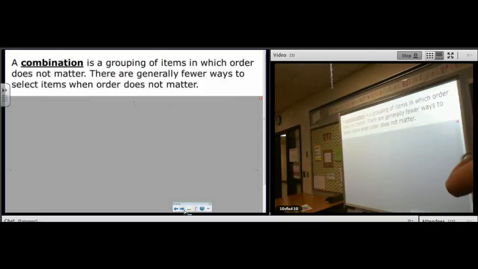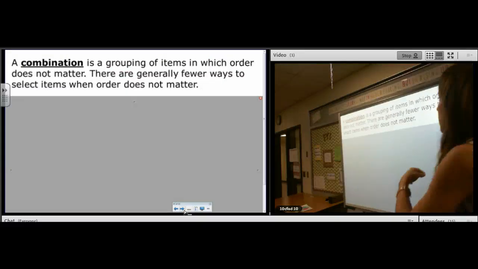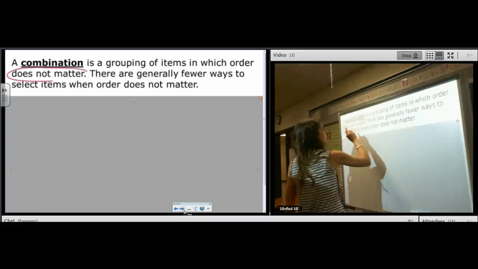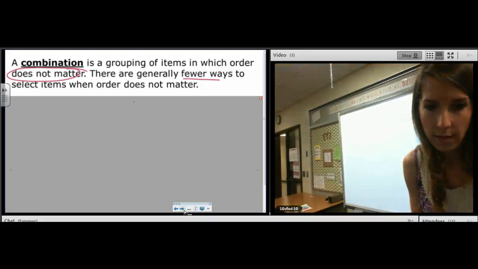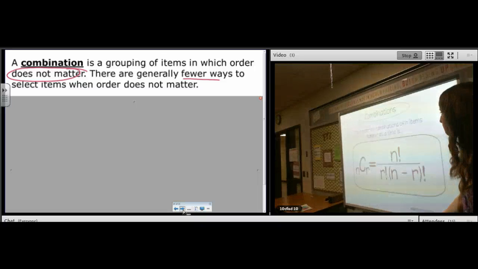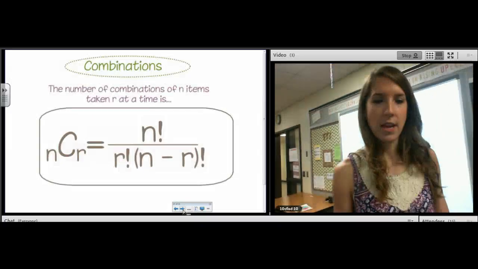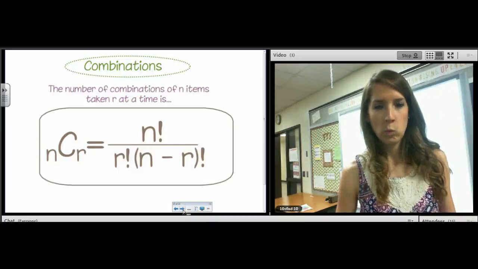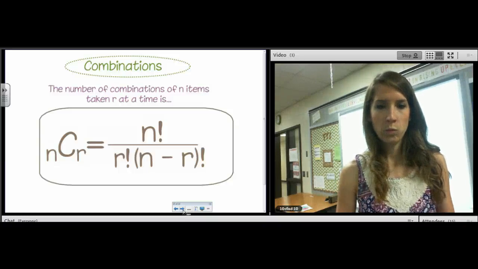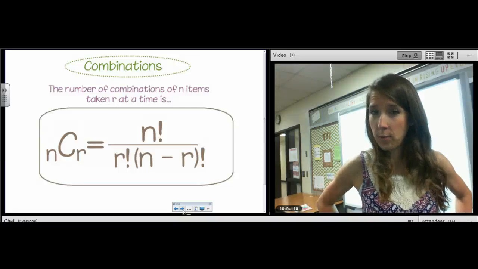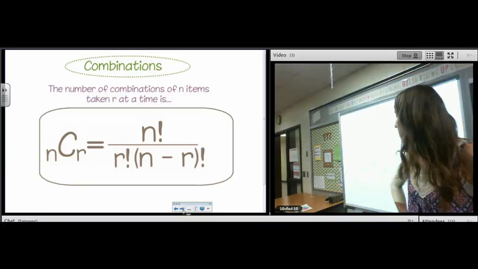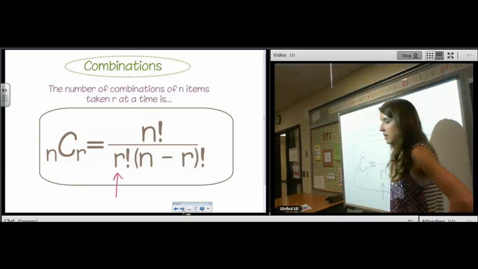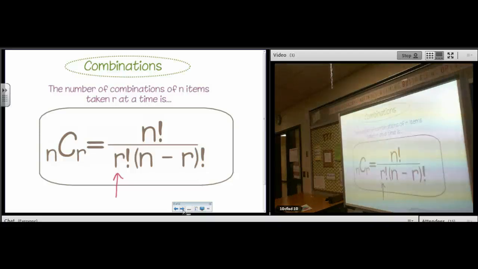All right, a combination is a grouping of items in which order does not matter. There are fewer ways to order things when order does not matter, and we already talked about that. Here's your formula for combinations. This looks exactly like the formula for permutations, except something else snuck in the denominator. So this is the only thing different between the two formulas. I wonder why that's there. I want you to think about it.